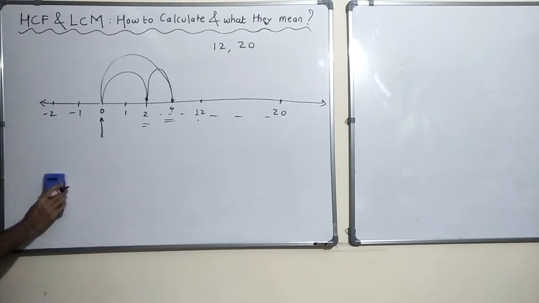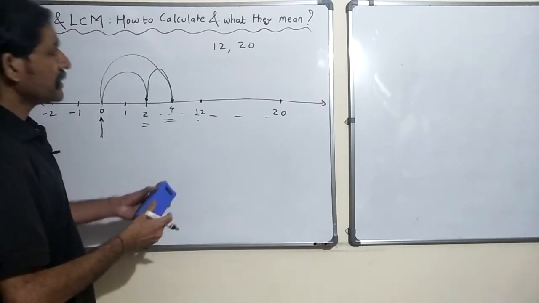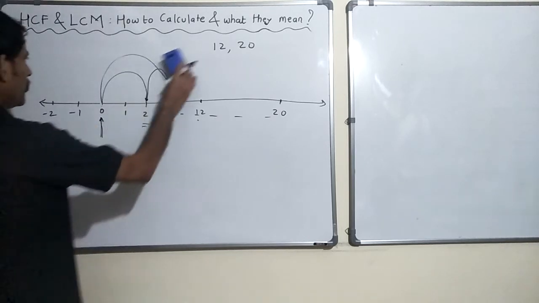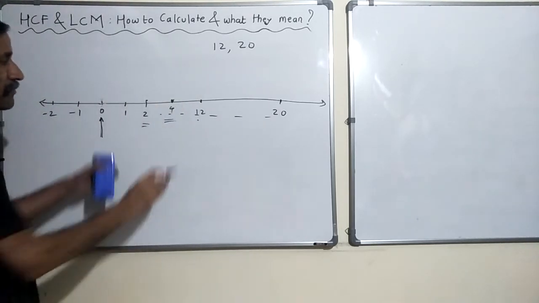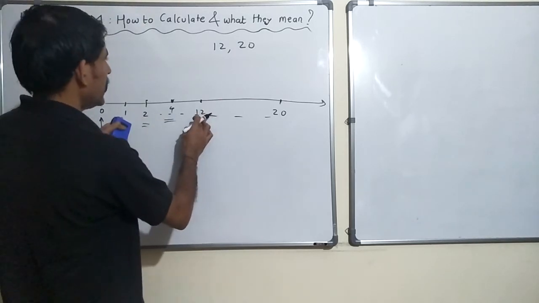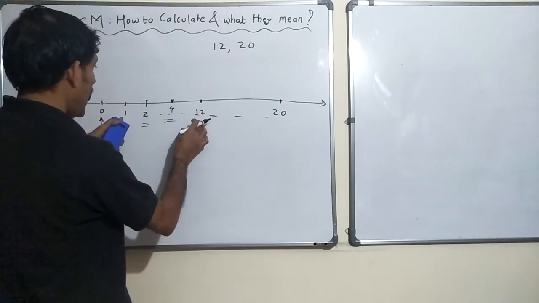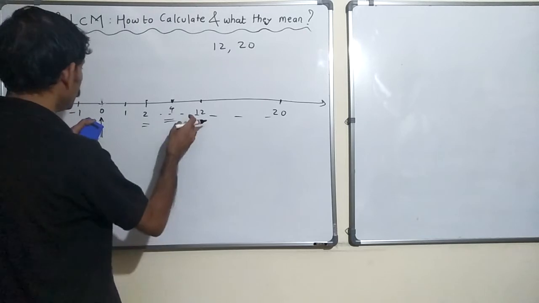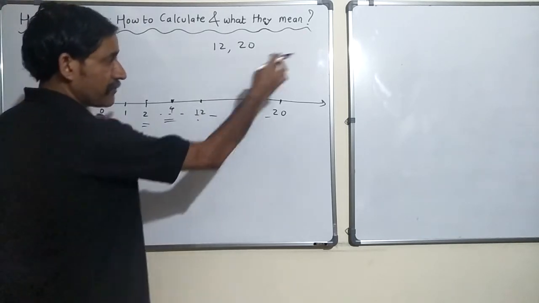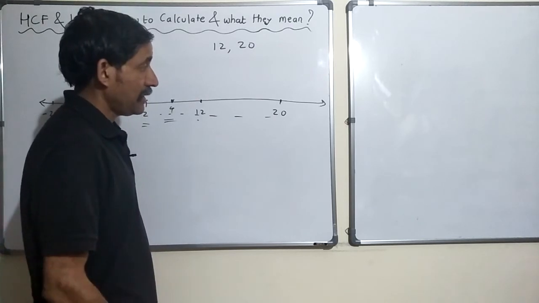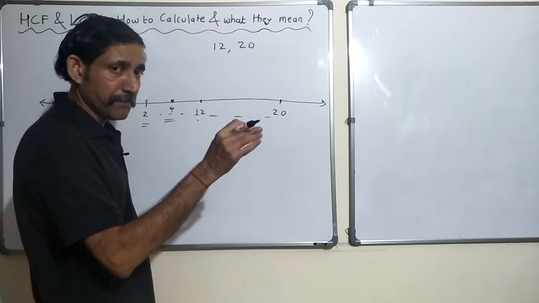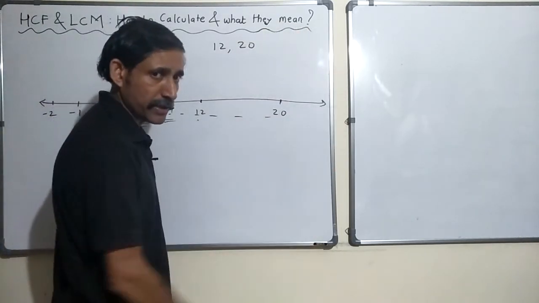Now, what is an LCM in that case, you would ask. Instead of me jumping on each of 12 and 20, imagine that there are two people. One is jumping 12 steps at a time, another is jumping 20 steps at a time. Is there a number on which both of them would land?